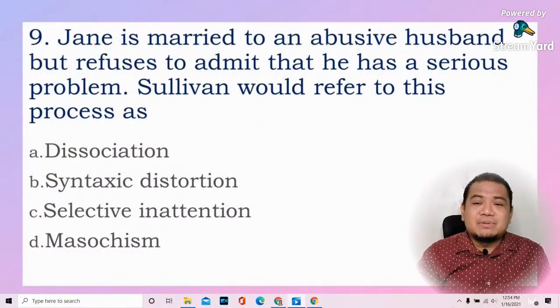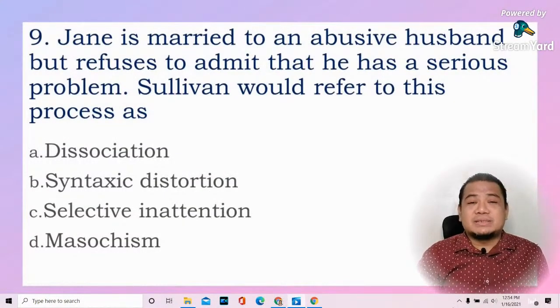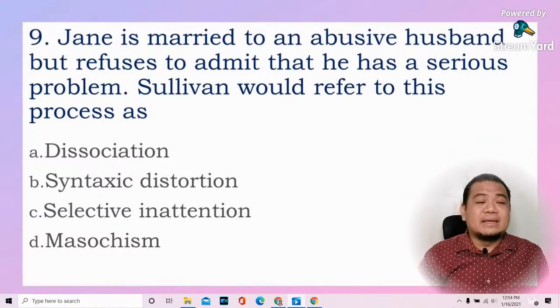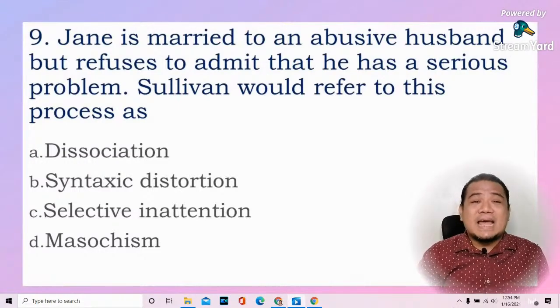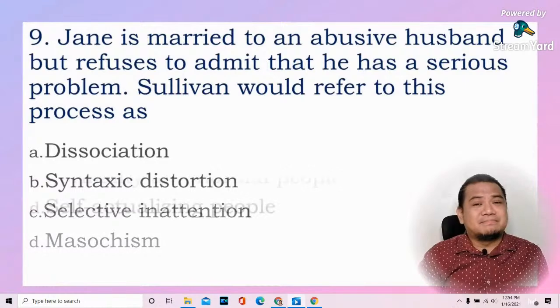Jane is married to an abusive husband but refuses to admit that he has a serious problem. Sullivan would refer to this process as A, dissociation, B, syntactic distortion, C, selective inattention, or D, masochism.